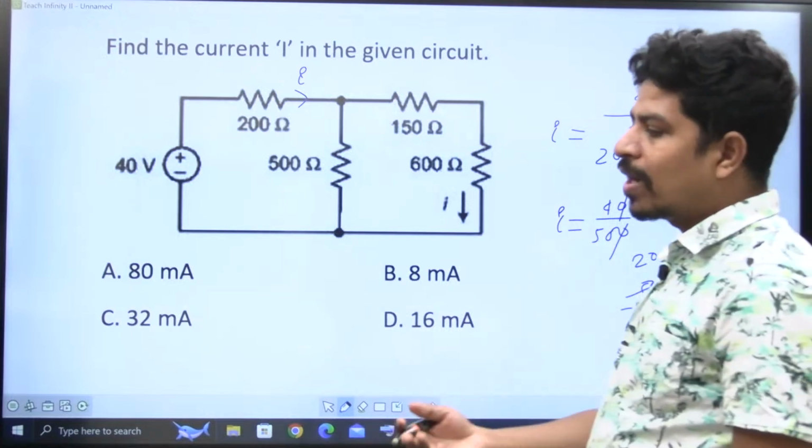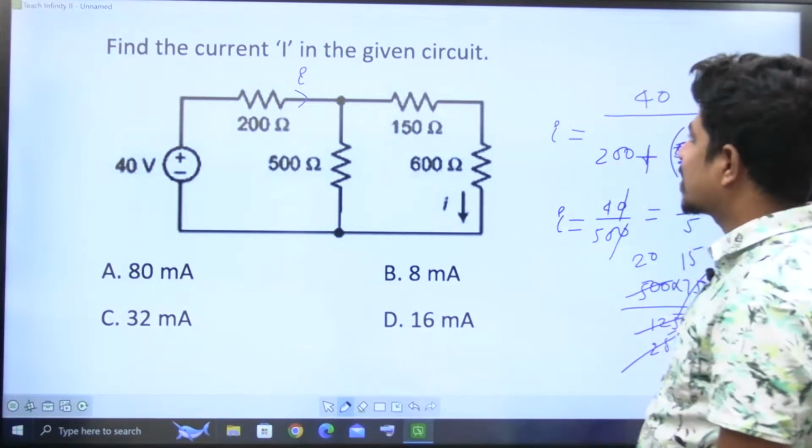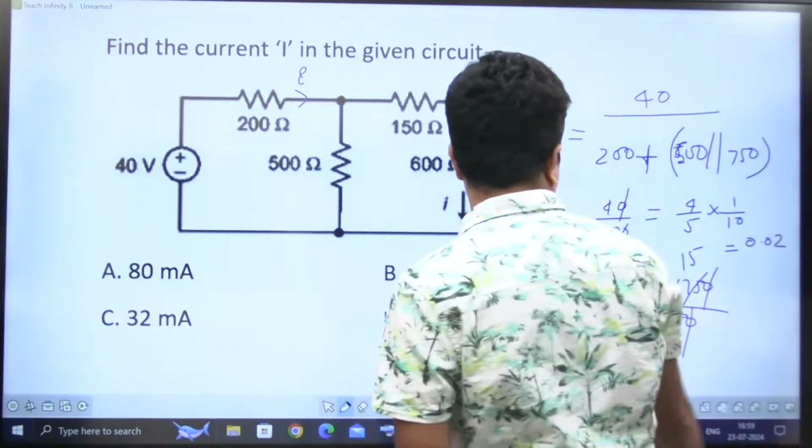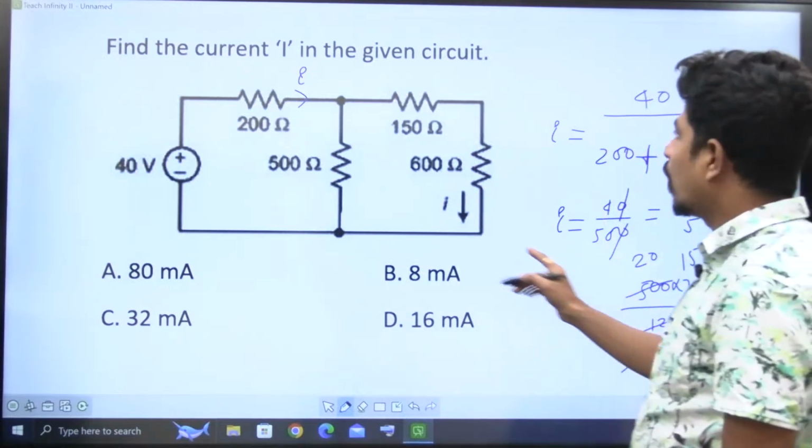I don't want the answer, as I told you, Achyut and Harika. I'm just asking about the current I. It is 0.08, I got this I.